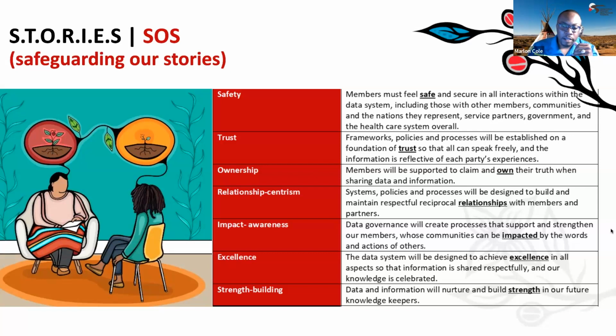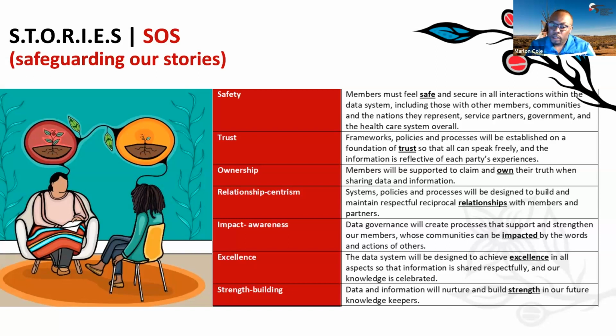Systems, policies, and processes will be designed to build and maintain respectful and reciprocal relationship with members and partners. I mean, this isn't stated enough, right? The reality is that there's hardly any system there to build this relationship that we're looking for. And it is our responsibility, and persons that are listening to my voice right now, I encourage you and I implore that we need to ensure that equity is there for Indigenous partners, because the reality is that the playing field isn't leveled. We need to create this relationship.